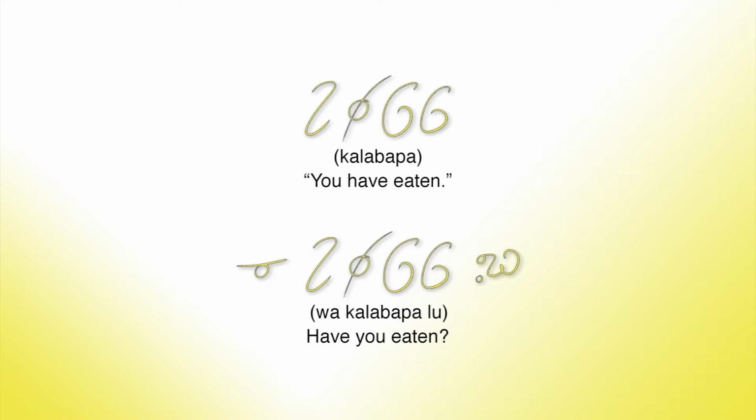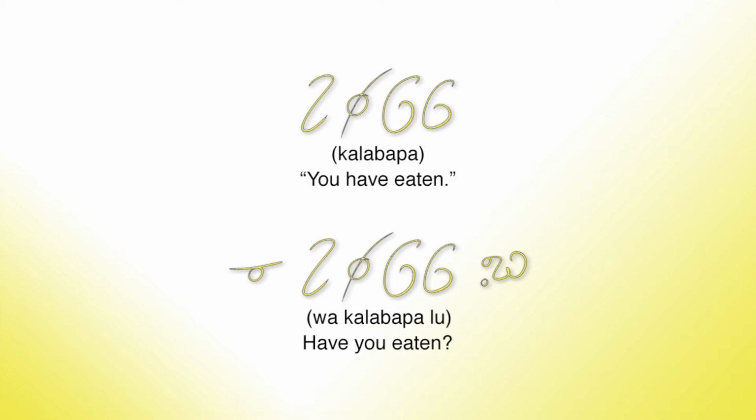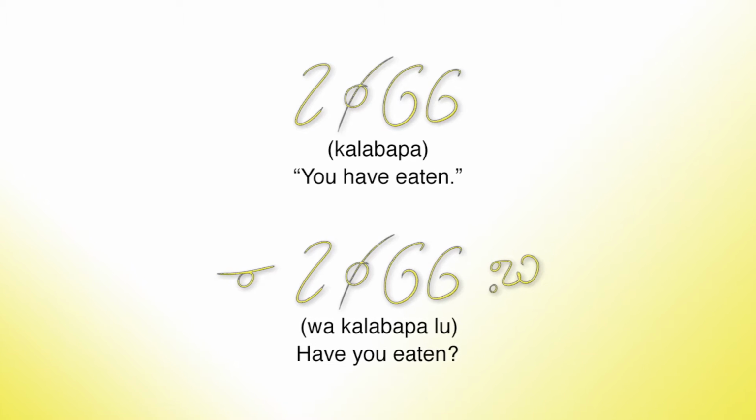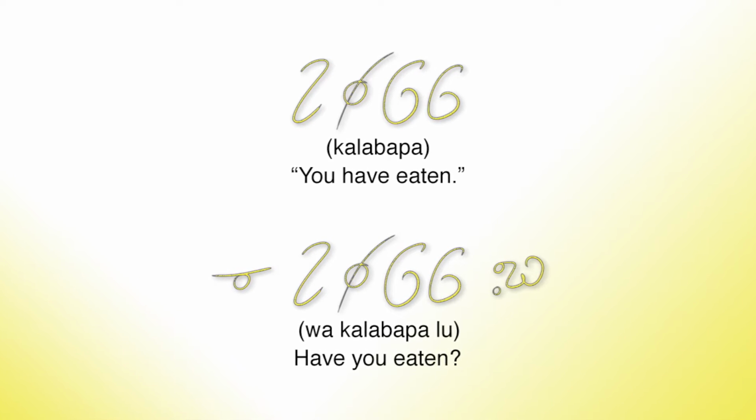Okay, so now you know how your language sounds, you know how to write it down, you even know what the words are that you can write down. But what order do those words come in? Well, that comes down to your grammar. That's the order of the words and how they change in relation to who we're speaking to, what we're talking about, whether it's past, present, and future, and so forth. Grammar is how I can tell you that kalabapa means you have eaten, a clear statement in Aggro, while wa kalabapa lu means have you eaten and is a question, also in Aggro.